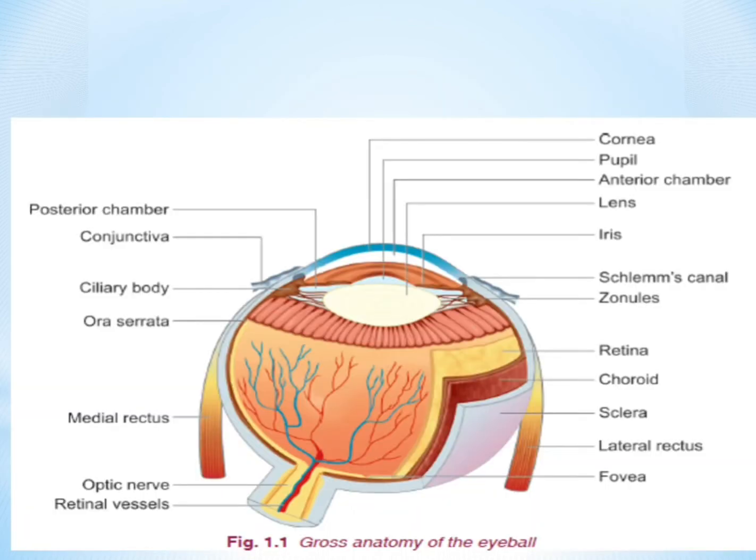So let's look at the same diagram again. So the first coat that we called was the outer fibrous coat, comprises of the cornea and the sclera, so we can see in the diagram. Then the second coat comprises of the iris, ciliary body, and the choroid, and then the innermost layer comprises of the retina. Then you can see the anterior chamber, which is right anterior to the iris, and you can see the posterior chamber, which is posterior to the iris.